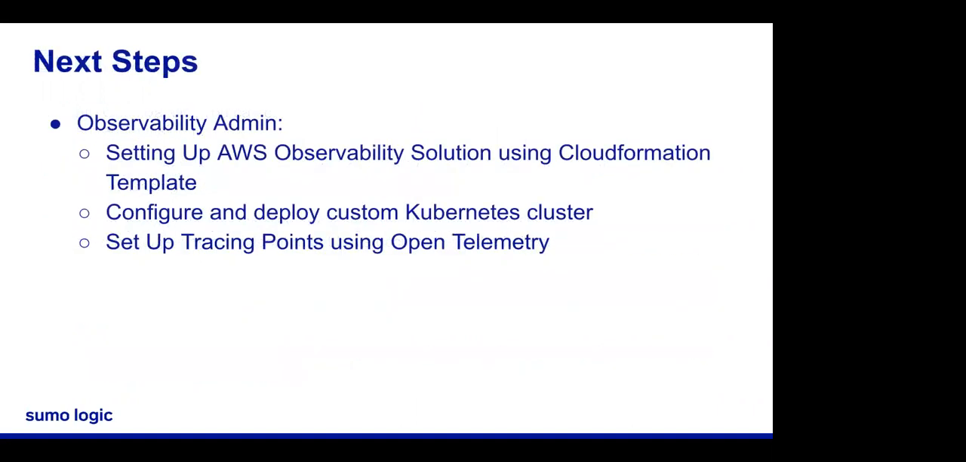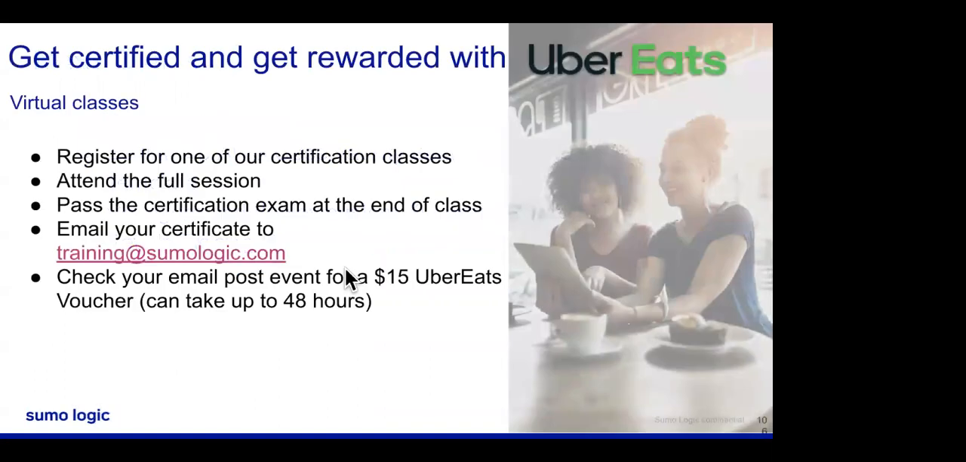So tomorrow, as I said, we are going to do observability admin, in case you have signed up. In there, we're going to do basically three things. We're going to set up the AWS observability solution using the CloudFormation template. We're also going to configure and deploy our custom Kubernetes cluster. And then we're going to set that cluster up for telemetry using OpenTelemetry. I'm sorry, set tracing points for OpenTelemetry. Sorry about that. So the point is, those are the three things we're going to do tomorrow so that you can get this information and see this information.